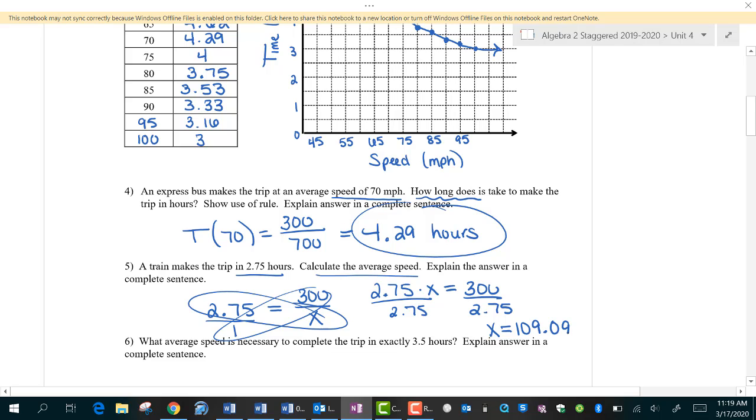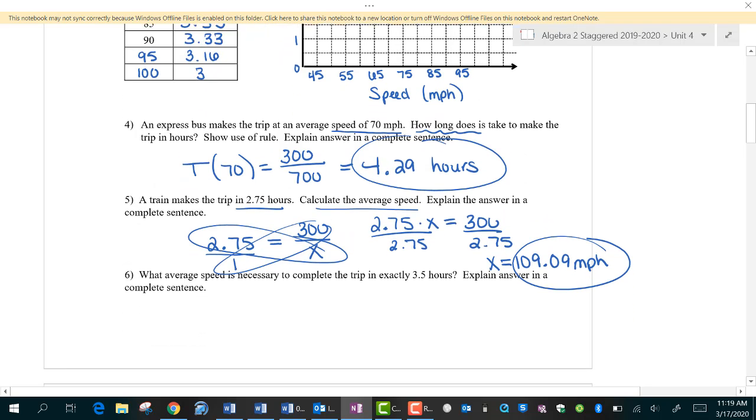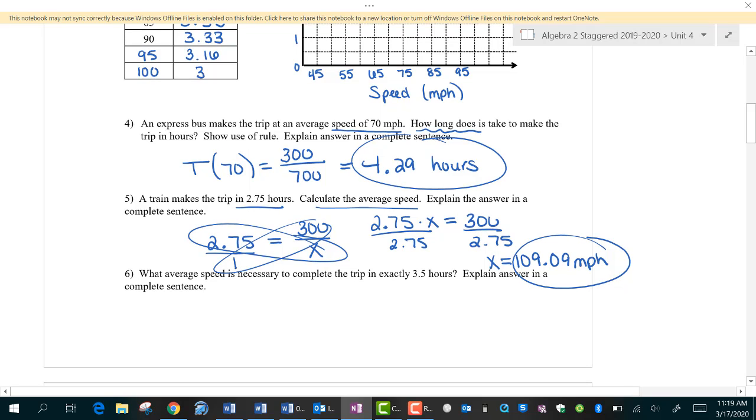This time I was calculating the speed, so it would be miles per hour. Please take a minute, pause your video, and try number 6. For number 6, you should have gotten 85.71 miles per hour.